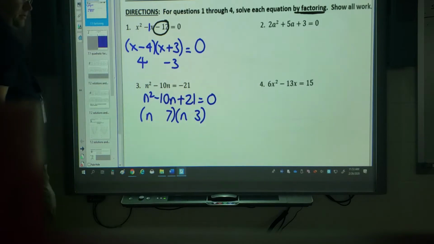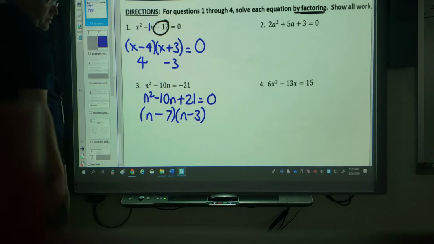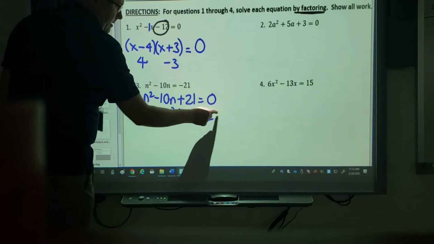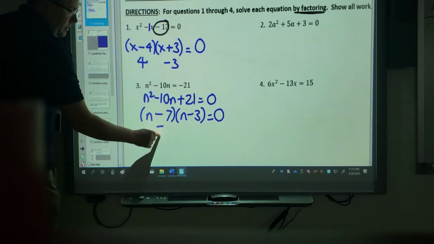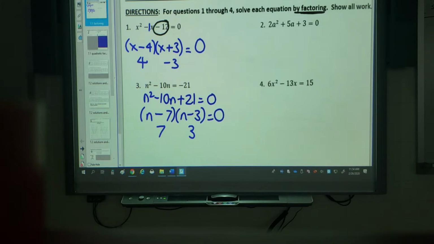This time with it being a positive though, I know the signs are going to be the same, and as I'm trying to get negative 10, I know that they're both going to be negative. Negative 7 take away 3 does indeed give me negative 10. And then if we do the opposites, instead of negative 7, positive 7. Instead of negative 3, positive 3.